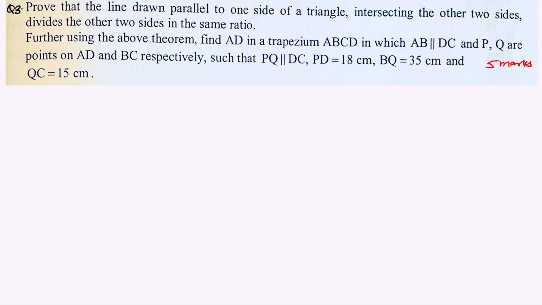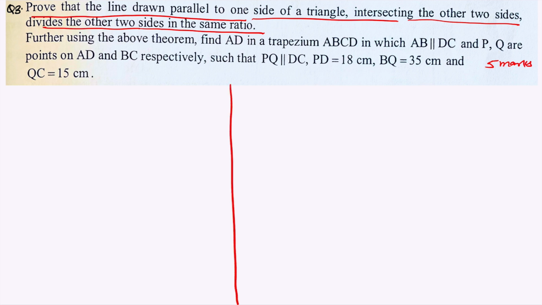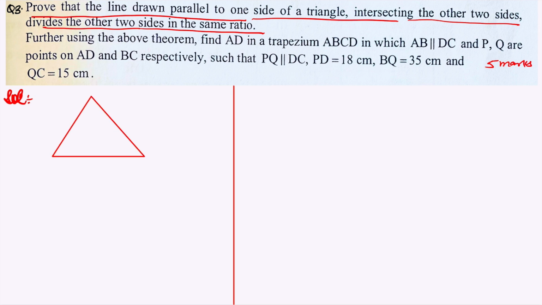Okay, question number 3 is saying: prove that a line drawn parallel to one side of a triangle intersecting the other two sides divides the other two sides in the same ratio. So what it is asking is basically the proof of BPT, the basic proportionality theorem. So we will do that. Let's say this is the triangle A, B, and C, and a line L is parallel to BC, and it cuts these two sides at the points P and Q. So what we have to prove is AP upon PB is equal to AQ upon QC.